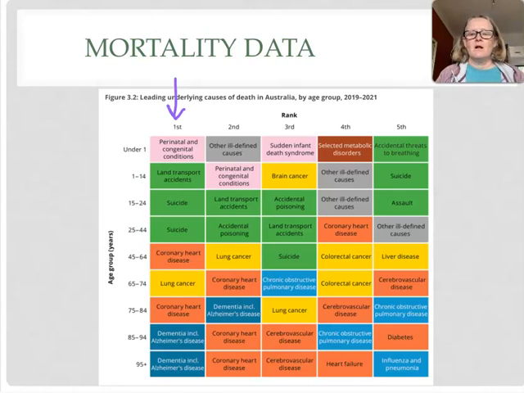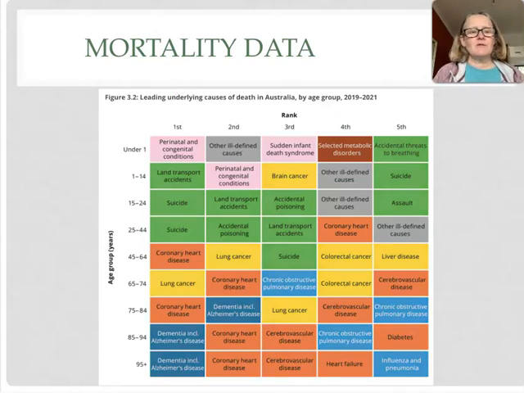they are all non-infectious. The only time that we see infectious things coming into the top 5 is in the over 95s with influenza and pneumonia. There are no other infectious diseases, except perhaps in these ill-defined causes. And when you go into the data about this, it gives some definition about that. And possibly sudden infant death syndrome, but again, it's difficult to categorize exactly what's causing those diseases. So non-infectious diseases are the biggest killers in Australia.